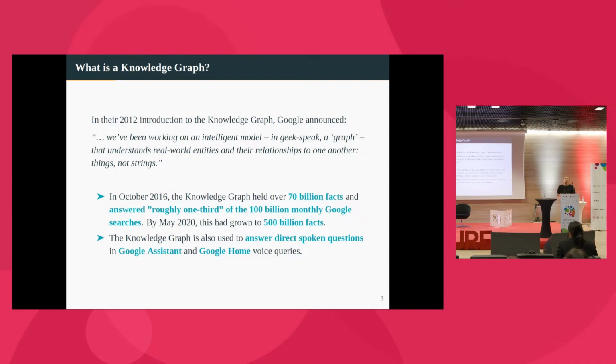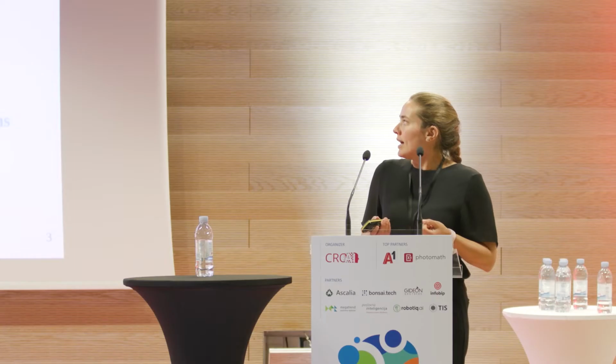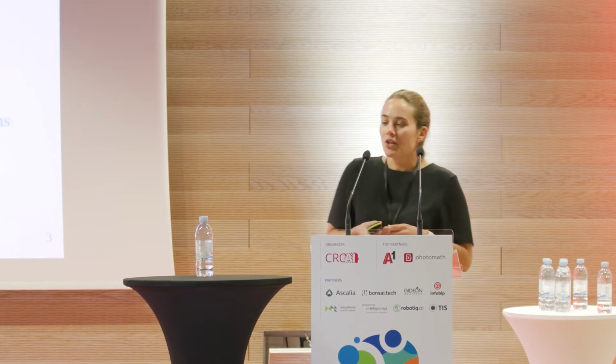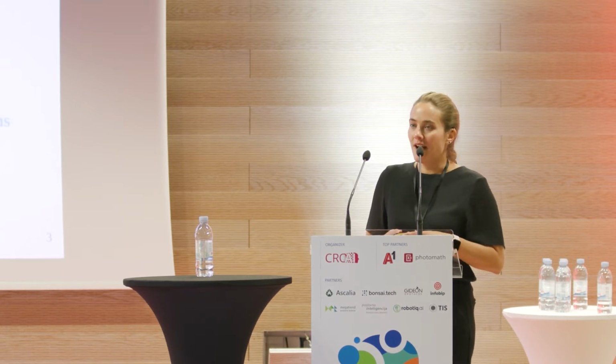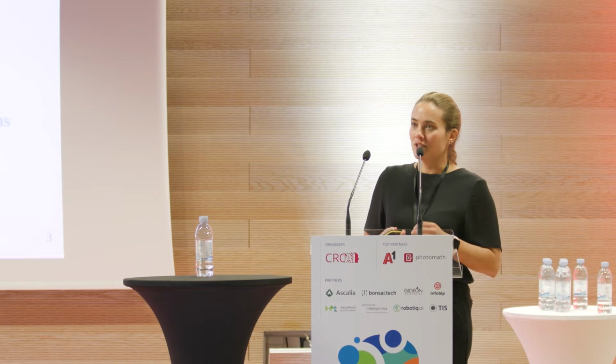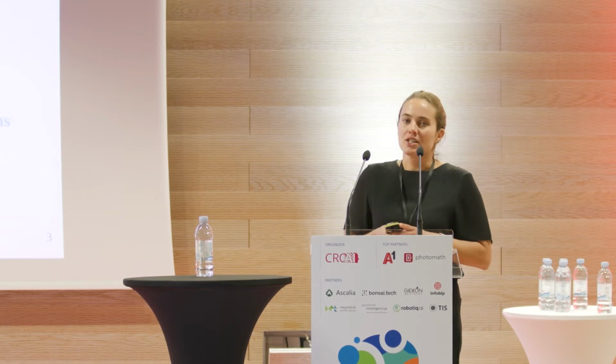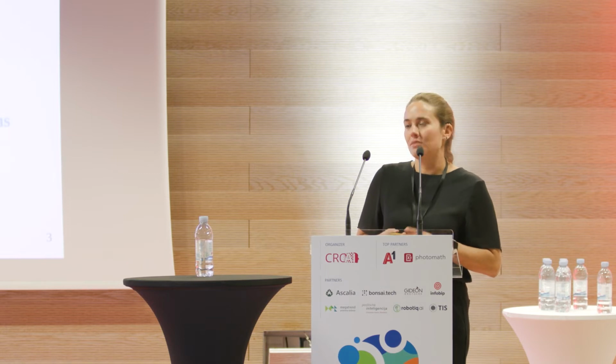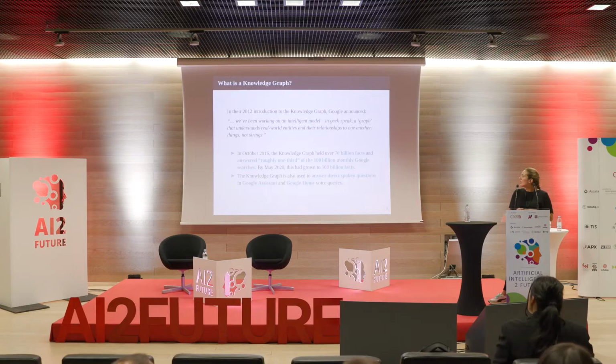Google's knowledge graph was introduced in 2012 with the idea of representing actual things, real-world objects and the relationships between them, not just strings of characters. In October 2016, the knowledge graph already held 70 billion facts, and it answered roughly a third of 100 billion monthly Google searches. In 2020, this had already grown to 500 billion facts, and I'm sure it is even larger at this point. Apart from Google Search, it is also used to answer spoken queries in Google Assistant and Google Home.